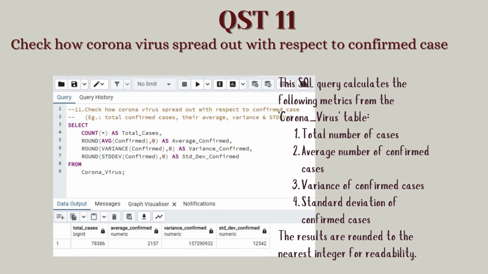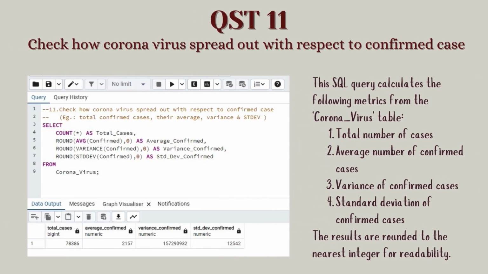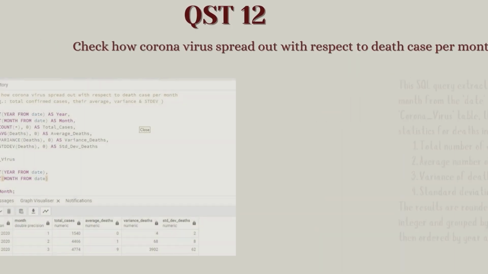Our 11th analysis process is where we're going to check how the coronavirus spread within the confirmed cases. This SQL query calculates the following metrics. We're going to see the total number of cases, the average number of confirmed cases, the variance of confirmed cases, and the standard deviation. The results are rounded to the nearest integer for readability.